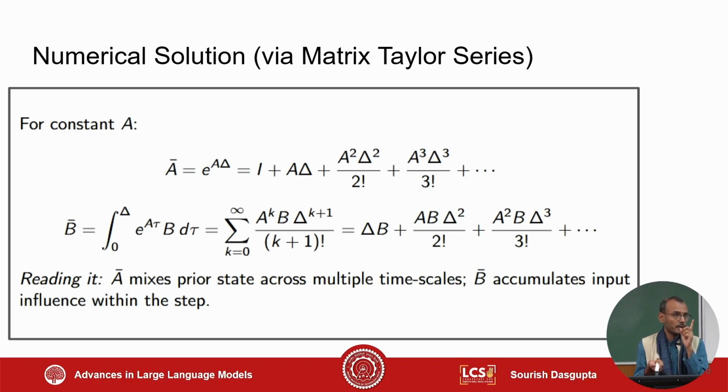One important thing to understand is that B is dependent on A. If you look at the equation, B is not independent of A. So how the new input is going to affect the old memory is going to be influenced by how the old memory is being captured, how the essence of that memory is being captured, which is inside A. So B accumulates input influence within the step.